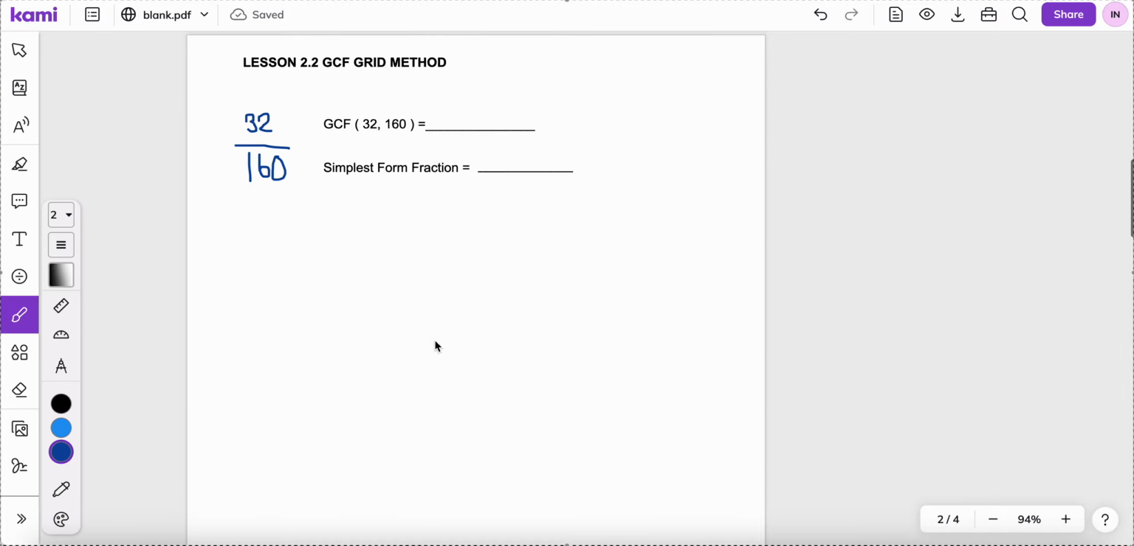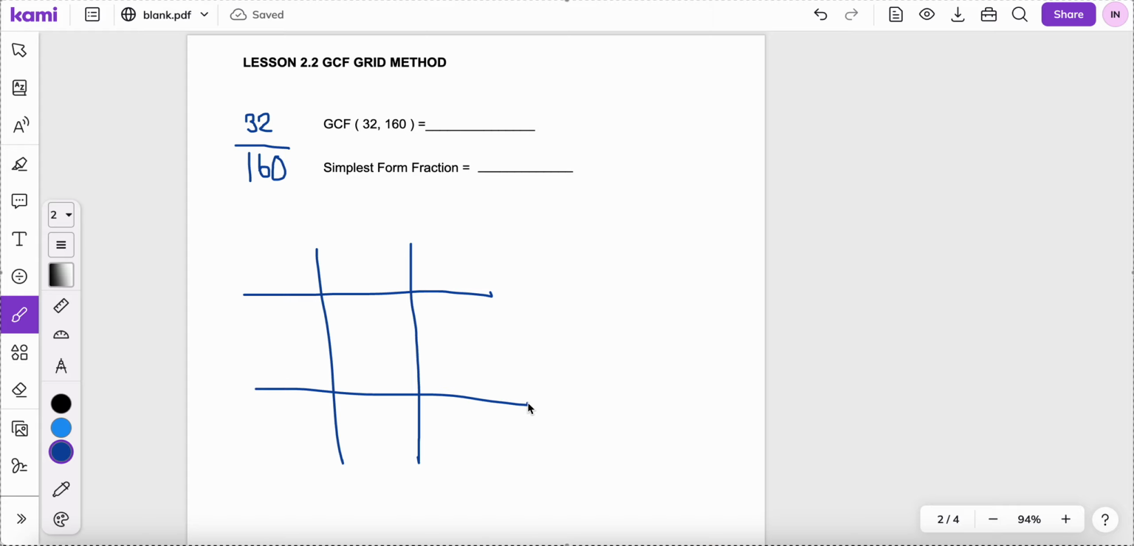First, we are going to start off with our grid. It looks just like a tic-tac-toe grid, so I'm going to start by drawing that. Next, we want to find the GCF of 32 and 160. So I am going to start by writing 32 on top for our first row, and then I'm going to write 160 next.